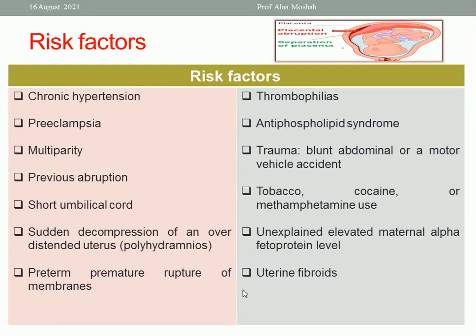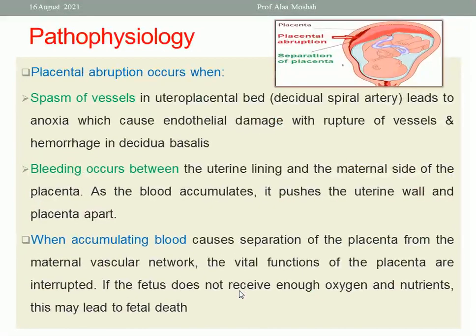What about the risk factors for placental abruption? Maybe chronic hypertension or preeclampsia, very common with hypertension and preeclampsia, multiparity, previous abruption, short umbilical cord, preterm premature rupture of membranes, sudden decompression of an overdistended uterus as in cases with polyhydramnios, thrombophilia, antiphospholipid syndrome, blunt trauma to the abdomen or motor car accident, tobacco, cocaine, or methamphetamine use, unexplained elevated maternal alpha-fetoprotein level, uterine fibroid. All these are risk factors for placental abruption.